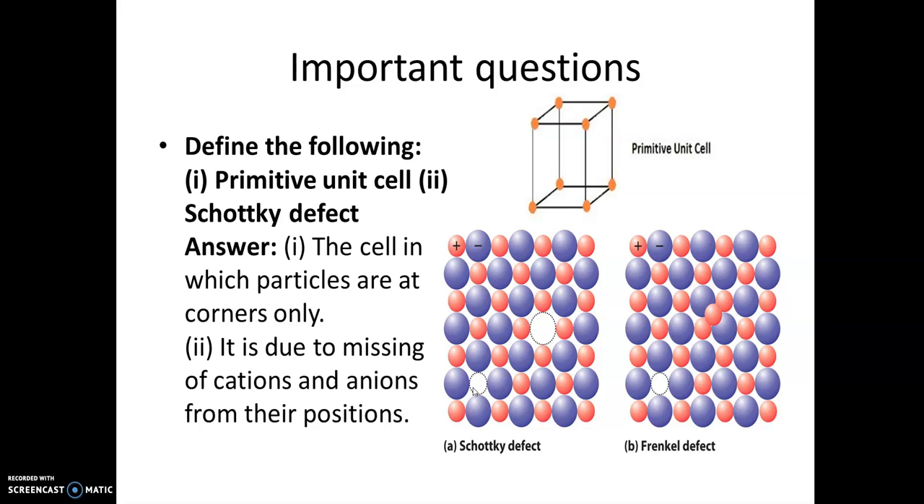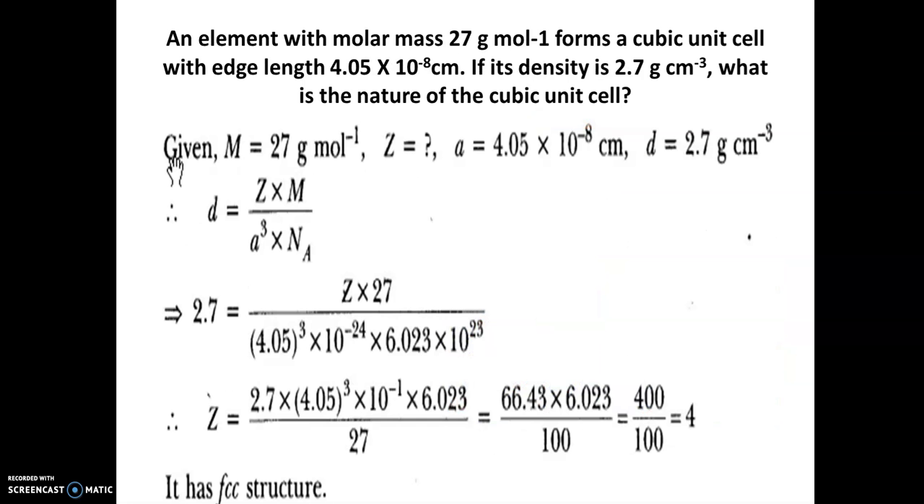Maybe they will ask about Frenkel defect. Schottky defect and Frenkel defect are very important questions. In Frenkel defect, an anion or cation moves from its exact position to an interstitial space. Such questions you can also expect. Then the next problem is a well-known question based on the density equation. You have to calculate whatever they are asking.